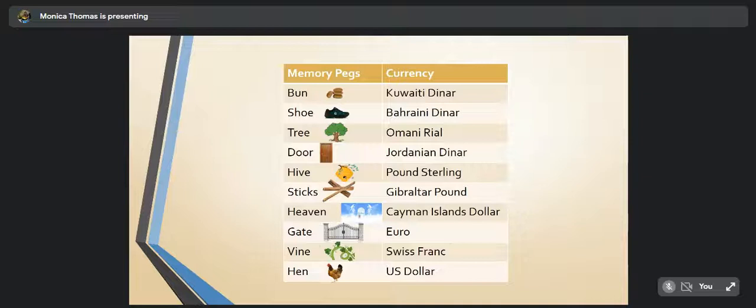What can be the association? So bun and Kuwaiti dinar. I will try five, you try five. I will do from 1 to 5, you do from 6 to 10. So for bun, what is happening?